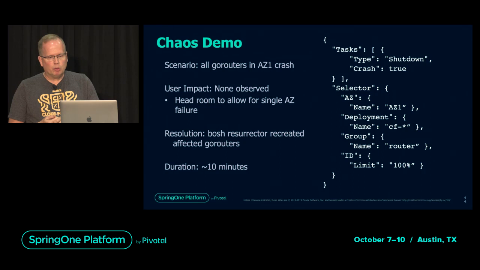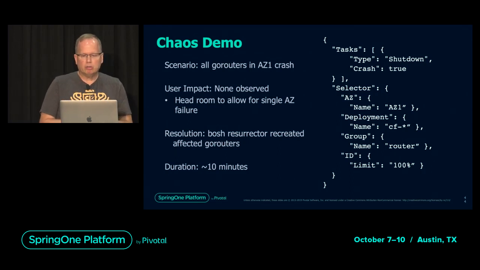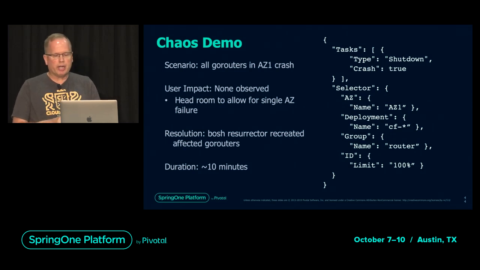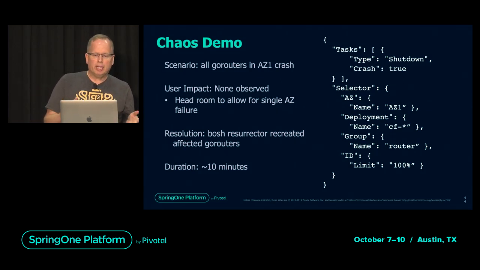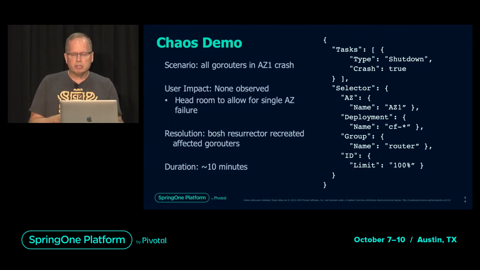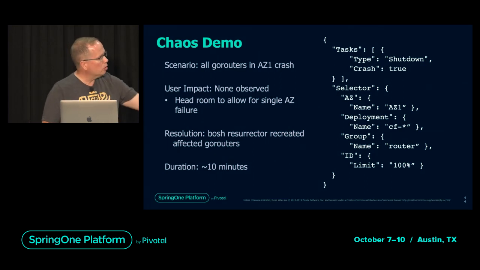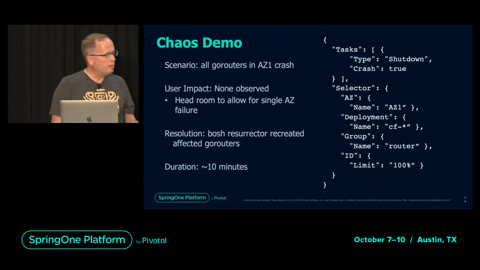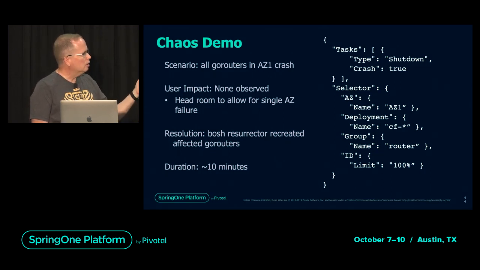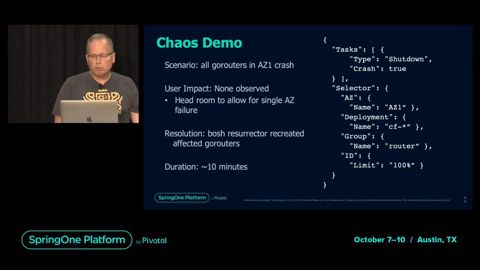So I'd like to show you a quick demo of a chaos test. In this scenario, let's assume that all the Go routers in availability zone 1 have crashed. Now we don't expect any end user impact in this case because we leave enough headroom in our Go routers to allow for this type of failure. On the right-hand side of the screen here, we're showing the Turbulence definition for that failure scenario. The tasks section describes the type of failure we're going to inject, and the selector section describes which VMs we want to be targeted.